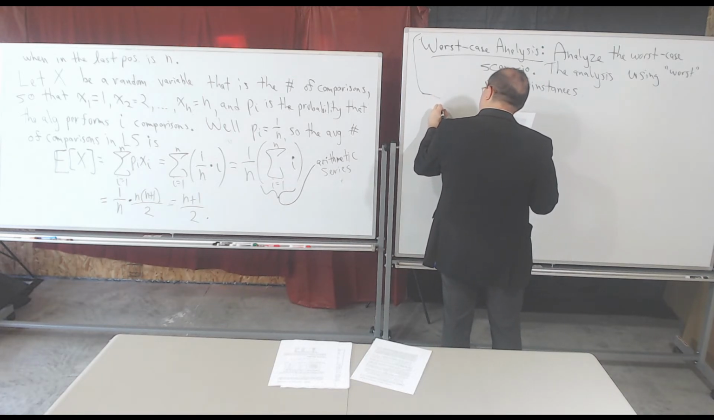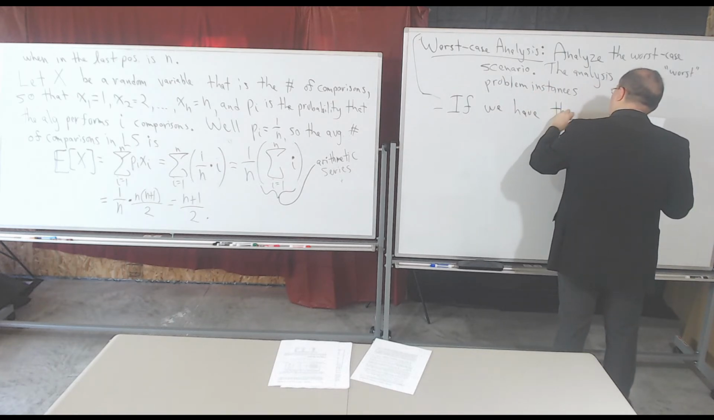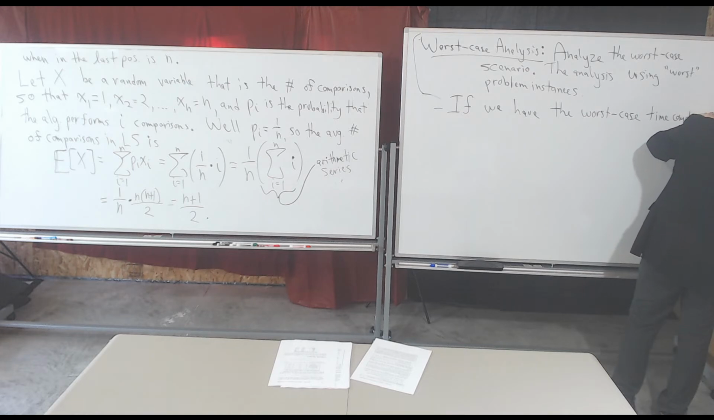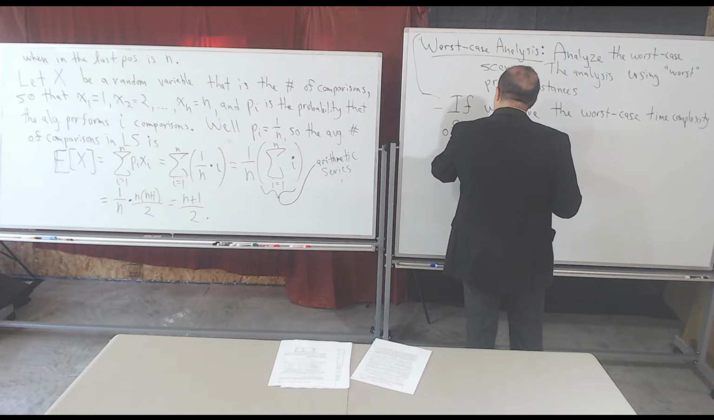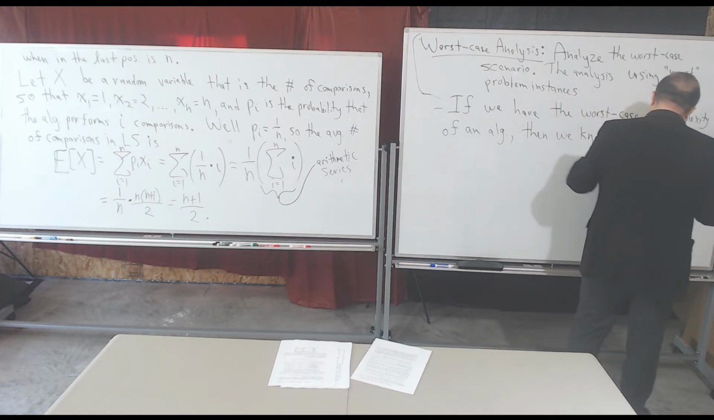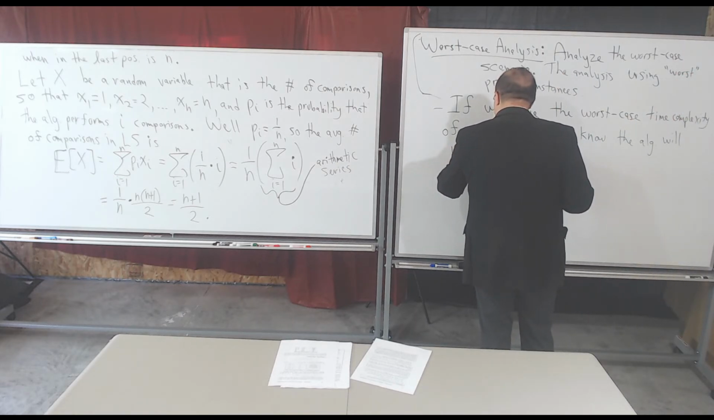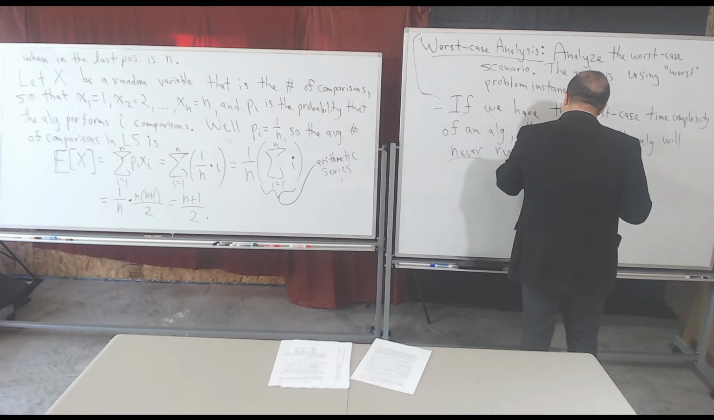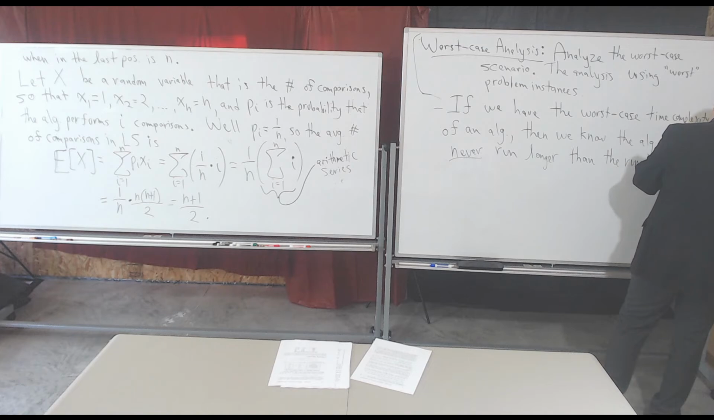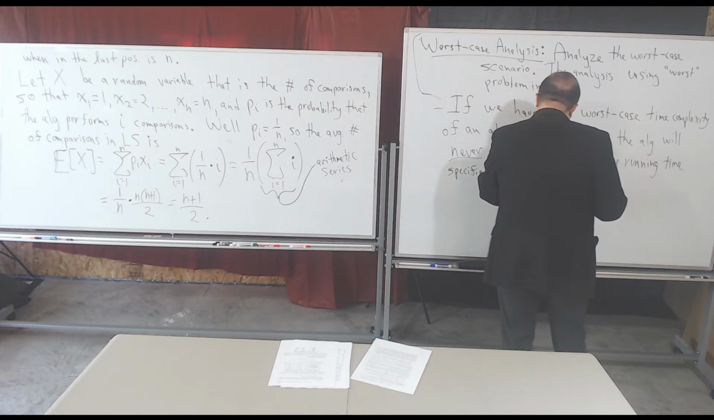Okay. So I just want to mention that if we have the worst case time complexity of an algorithm, this is the most important thing you should know about this, then we know the algorithm will never, and I really mean never, will never run longer than the running time specified by this analysis.